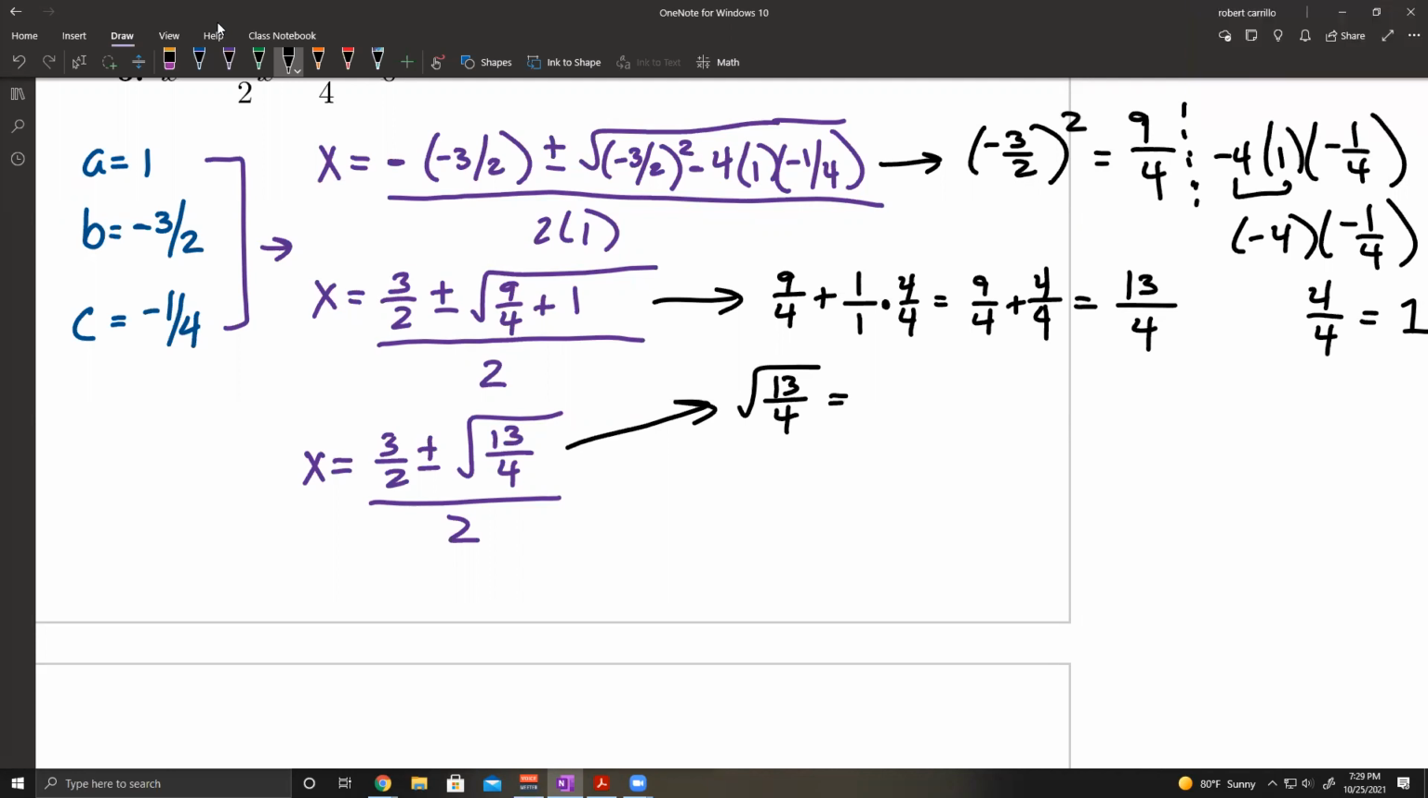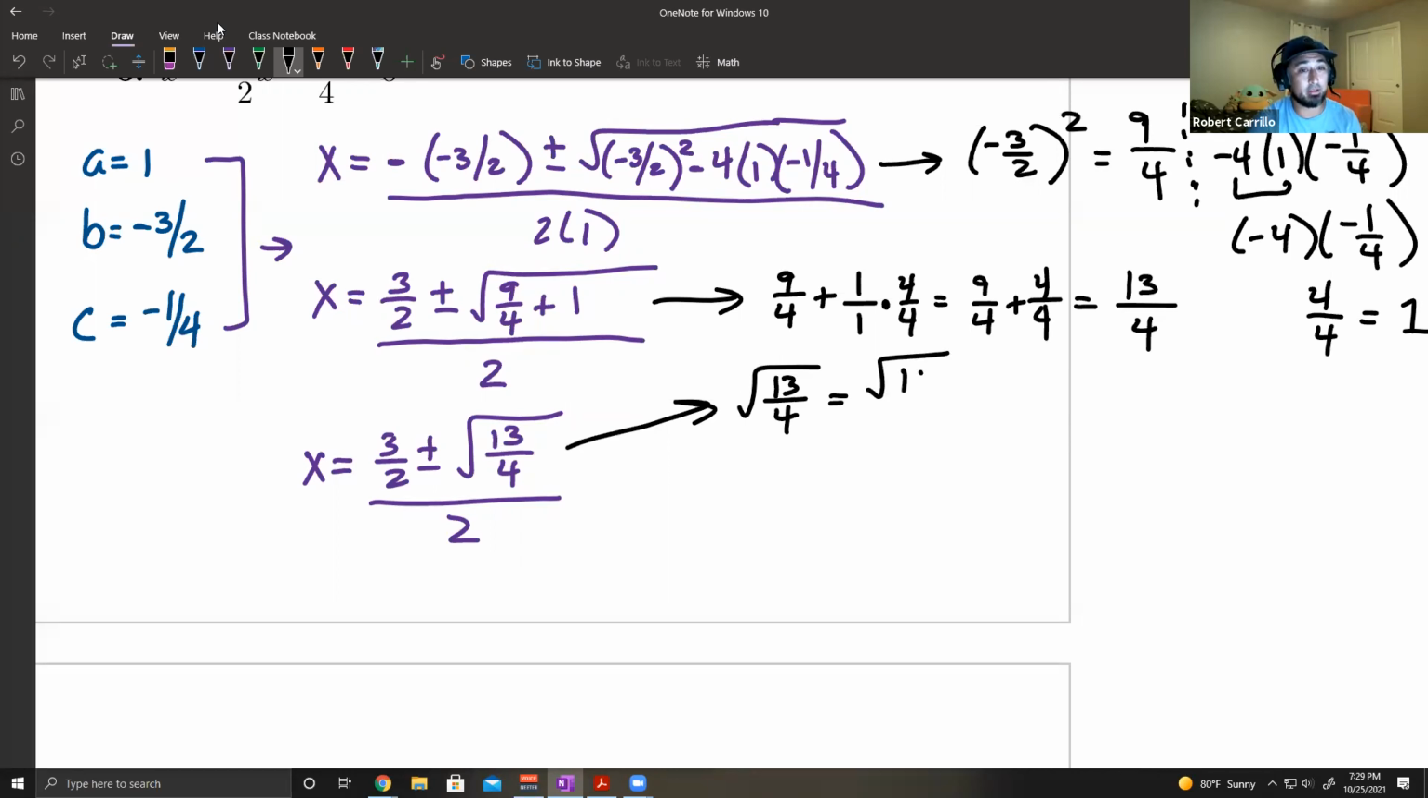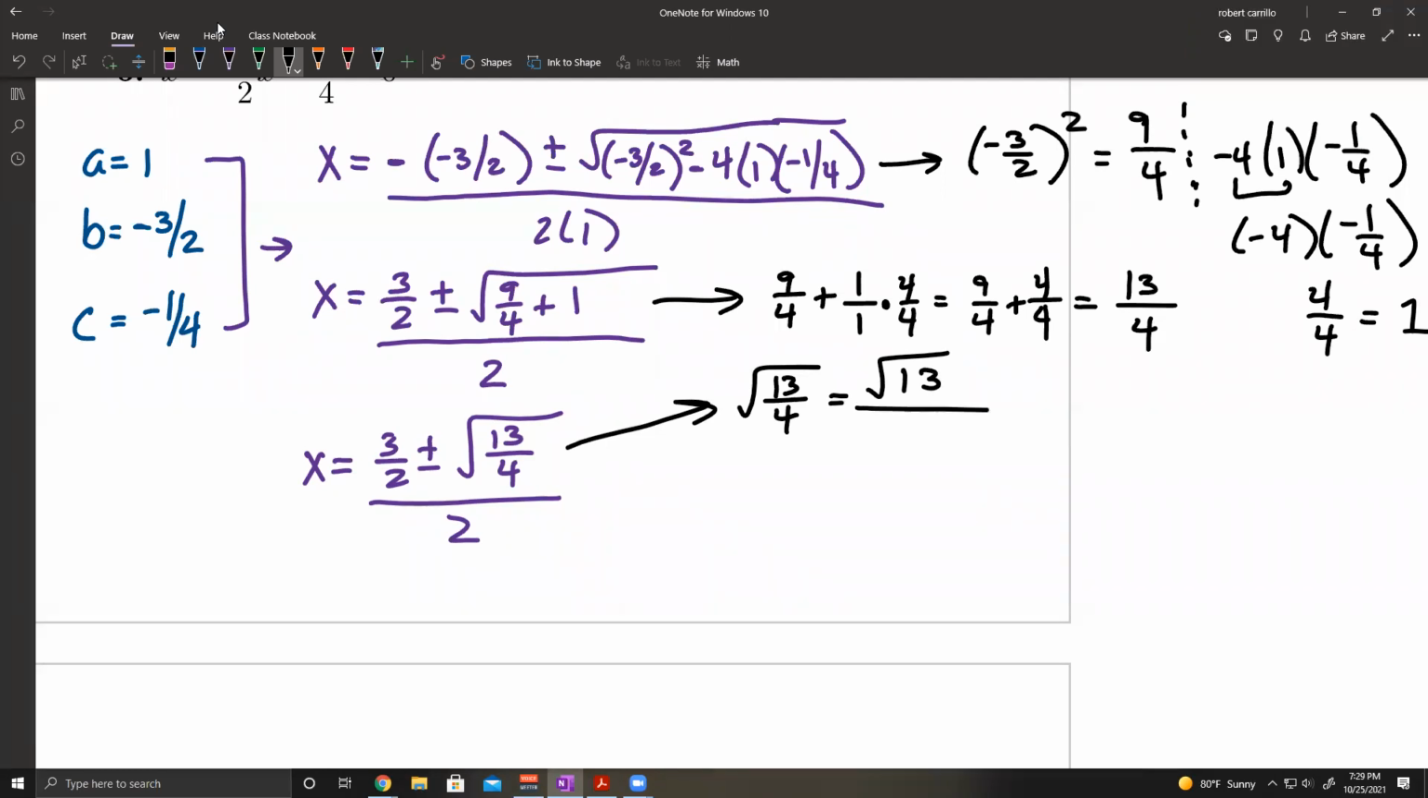1 and 1 and 13. And none of those you can square root, right? So the square root of 13, believe it or not, just remains the square root of 13. What about the square root of 4? 2. Guess what? You now have the square root of 13 over 2. The 2 is no longer in a square root.